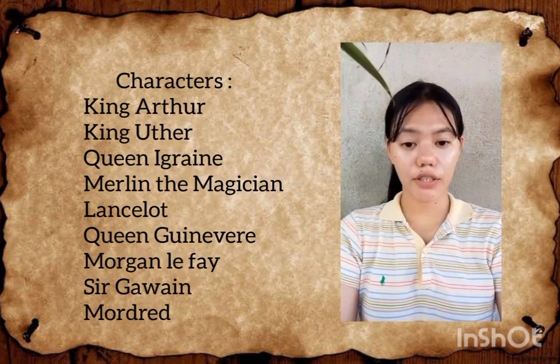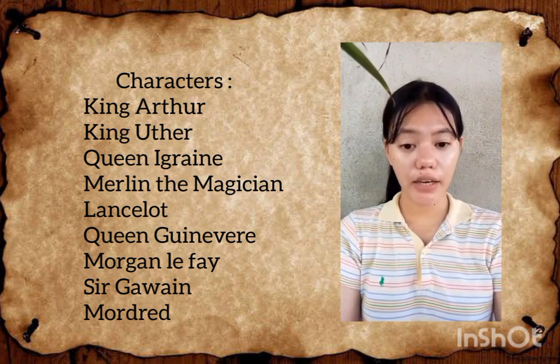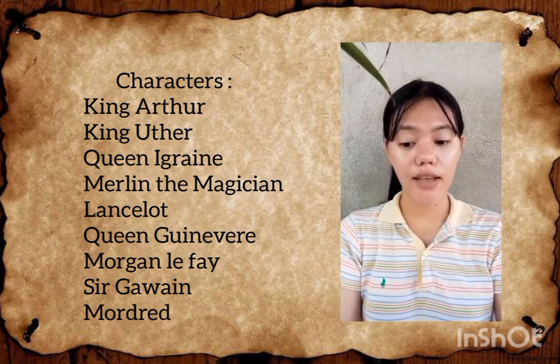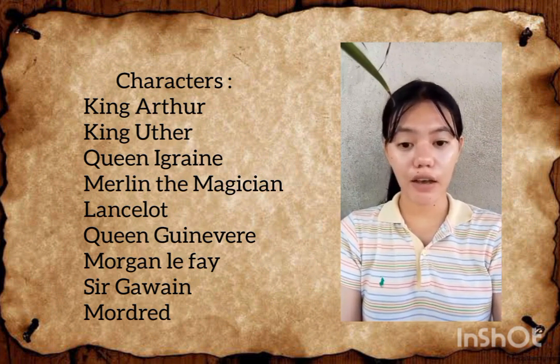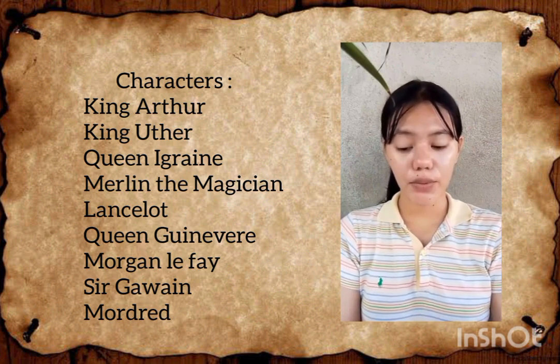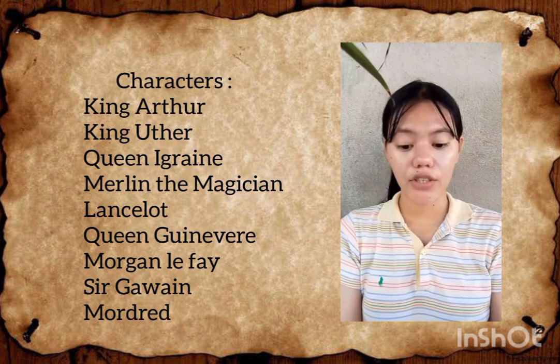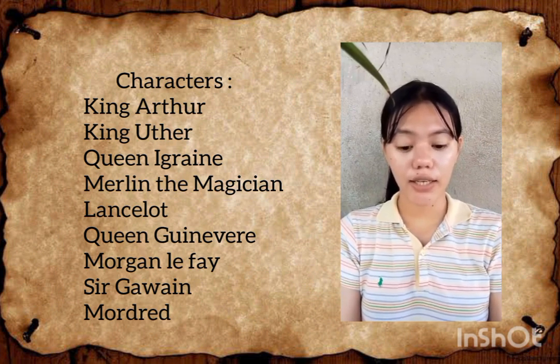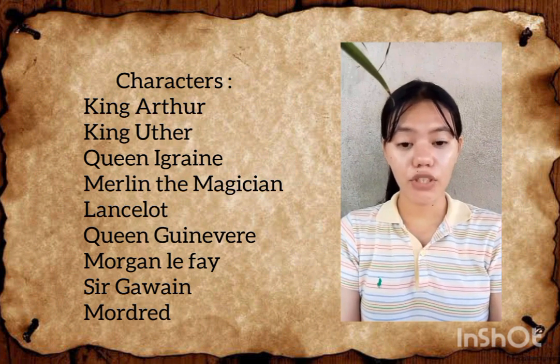Major characters of the story King Arthur and his Knights of the Round Table are: first we have King Arthur, the son of Uther and husband of Guinevere. Next we have King Uther, the father of King Arthur. Next we have Queen Igraine. She was the mother of King Arthur. Merlin the magician, King Arthur's most trusted advisor, prophet, magician, and friend.